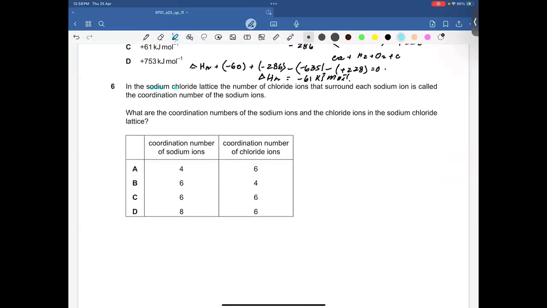In the sodium chloride lattice, the number of chloride ions that surround each sodium ion is called the coordination number of the sodium ion. What are the coordination numbers of the sodium ion and chloride ion in the sodium chloride lattice? Well, I've told you in ionic bonding that each sodium ion can hold 6 chloride ions, and similarly, each chloride ion can hold 6 sodium ions. So if we want to write, this is the sodium ion, and this is the chloride ion.